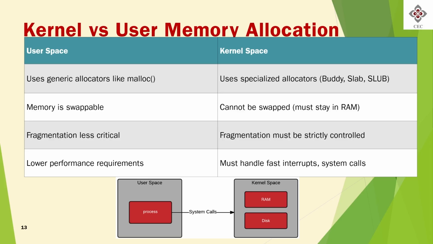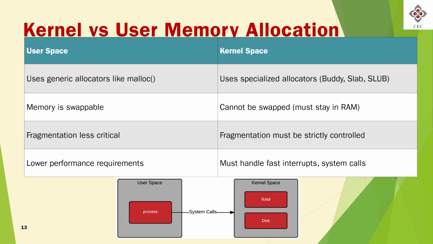But in case you swap kernel memory space, it is very time consuming and affects the system's overall performance. So, you cannot swap kernel memory space. Fragmentation is less critical in user space because it affects only the individual user, not the overall system, whereas here fragmentation will have a huge impact, like an avalanche effect. A small fragmentation will have a huge effect on the overall execution time of the process. So, it should be strictly controlled by using appropriate management techniques.